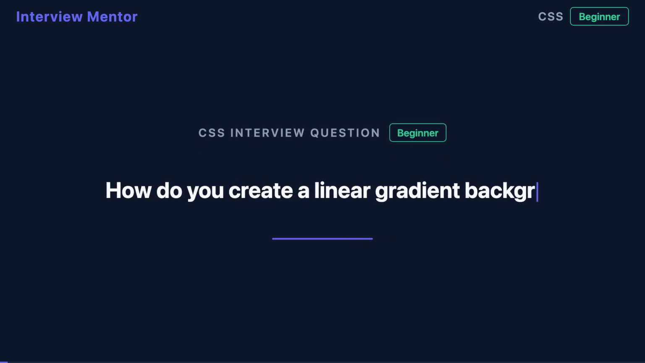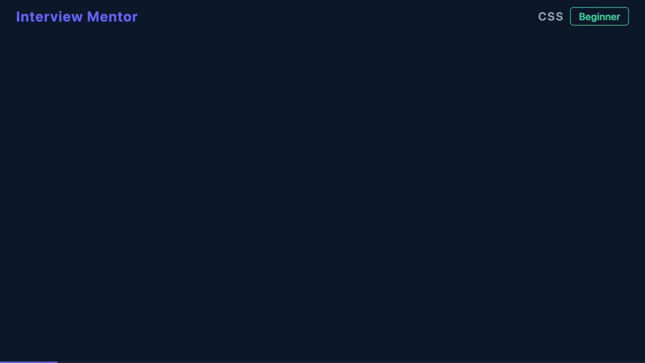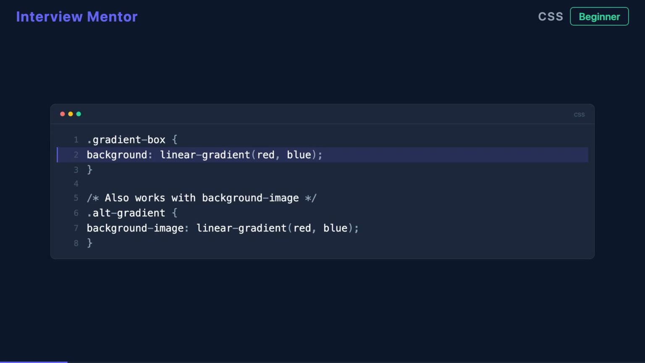Linear gradients are everywhere in modern web design, but many developers still reach for background images when CSS can do it all natively. Let's learn how to create stunning gradient backgrounds with just a few lines of code. The foundation of CSS gradients is the linear-gradient function. You use it as the value for either the background or background-image property. The function generates an image that smoothly transitions between colors.